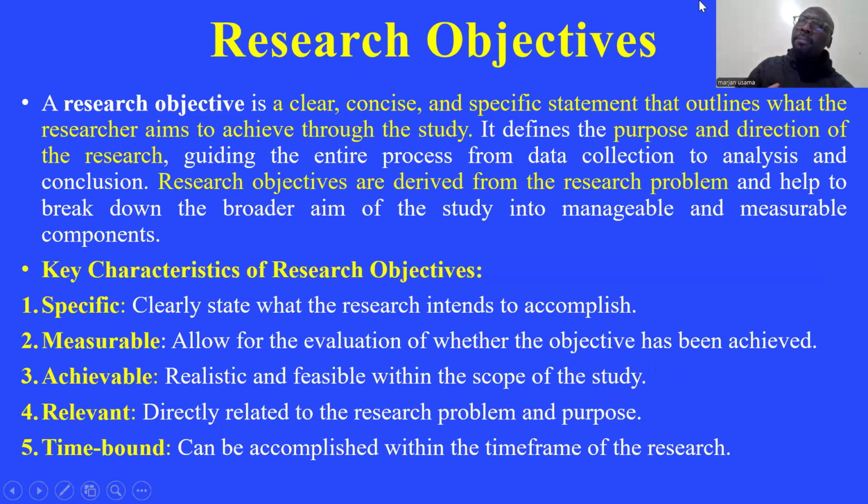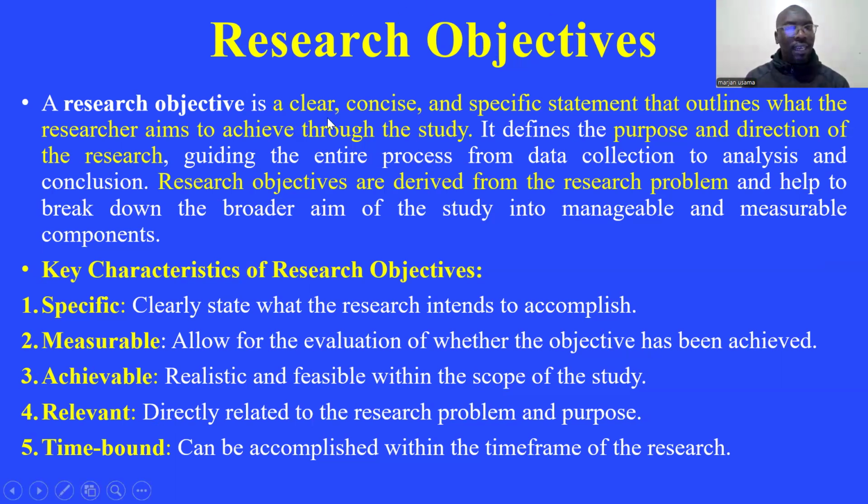Remember, the research problem, the research objectives, the research questions, they are related to each other. From the research problem, we are going to formulate the research objectives. From the research objectives, we are going to formulate the research question. And the research question is also related to the research hypothesis. So these four things are related together: the research problem, the research objectives, the research question, and the research hypothesis. They are related, correlated. So what is a research objective?